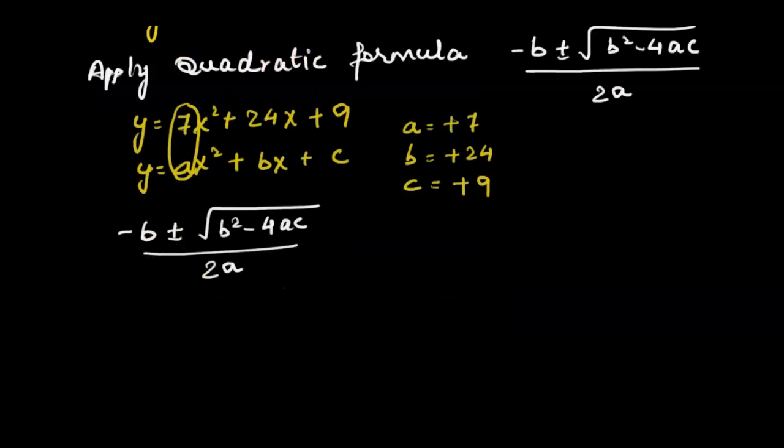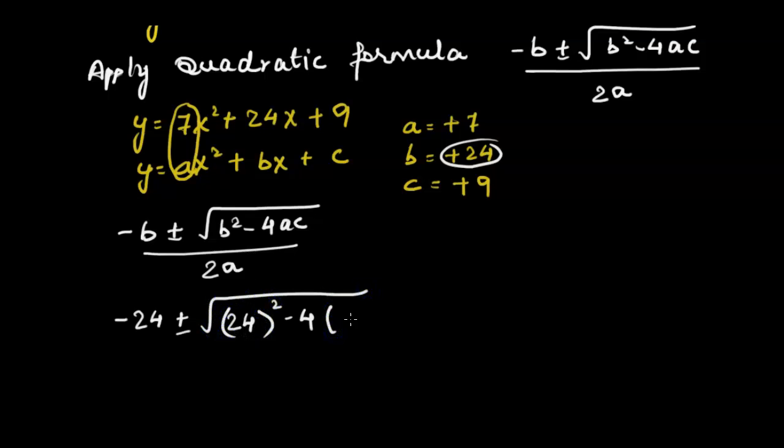Now the quadratic formula is negative b plus or minus the square root of b squared minus 4ac, over 2a. B is this number, and it has a negative sign in front of it in the formula, so we put negative 24 plus or minus the square root of 24 squared minus 4, where a is 7 and c is 9. The whole thing is divided by 2 times a, that is 7.